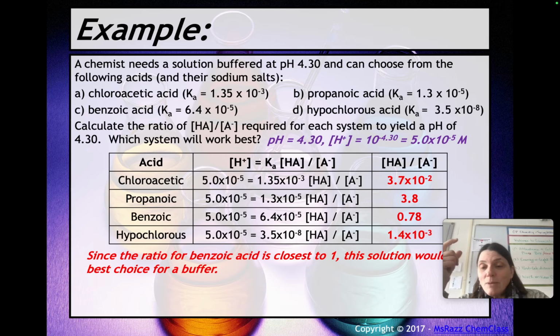Then by making a little bit of a tweak of the HA to A minus concentration, you can go back and figure out how to make that buffer specifically. So the take-home message here: use the pKa to get close to the pH, and then from there you can figure out the optimal ratio of HA to A minus. That'll get you right on the nose for the buffer system you're looking for.